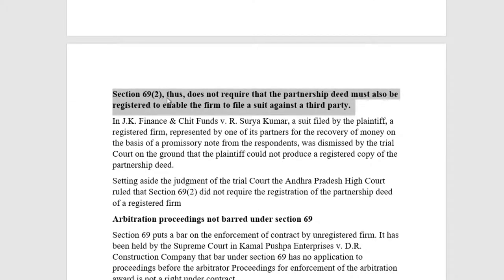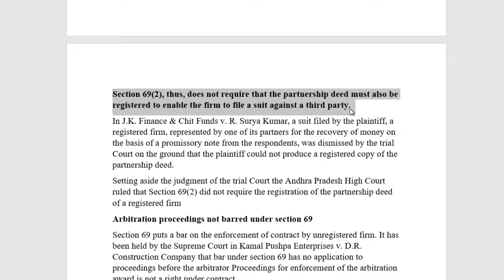Thus section 69 clause 2 does not require that the partnership deed must also be registered to enable the firm to file a suit against a third party. So this aspect we have to see: under section 69 subclause 2, it is not concerning the partnership deed, but the partnership firm.